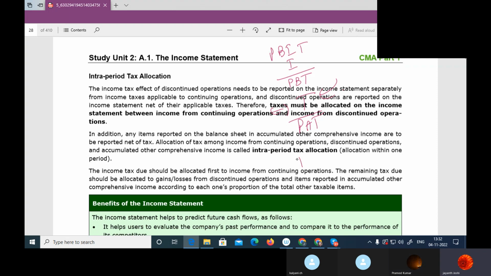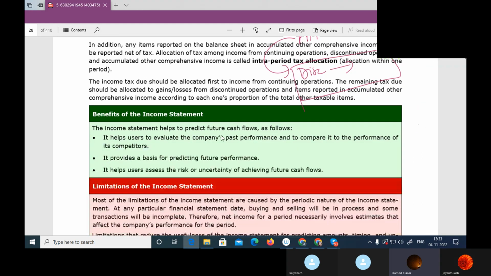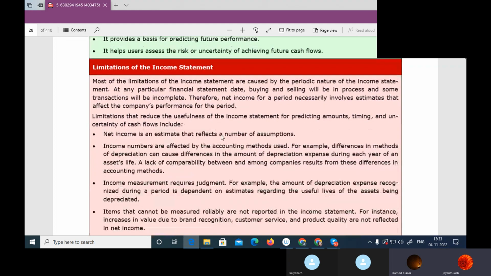After getting PAT, we show discontinued operations, and whatever the gain or loss we get there, we settle the taxes for that discontinued operation transaction. So it is separate, it is taken after PAT, correct? It is shown separately. Yeah, that's what we are discussing.